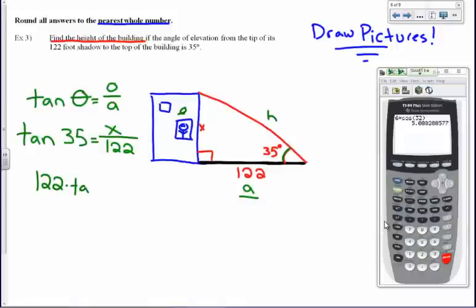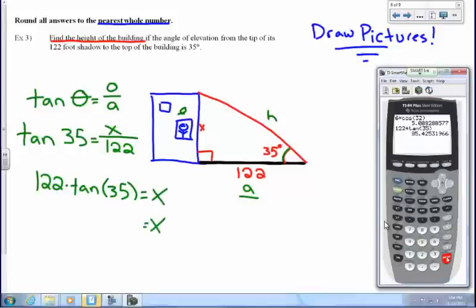If you do the algebra, you get x alone. You're going to multiply 122 to both sides, which will leave you with 122 times the tangent of 35 equal to x. You plug that into your calculator, and you should come out to a value of 85 feet for x.